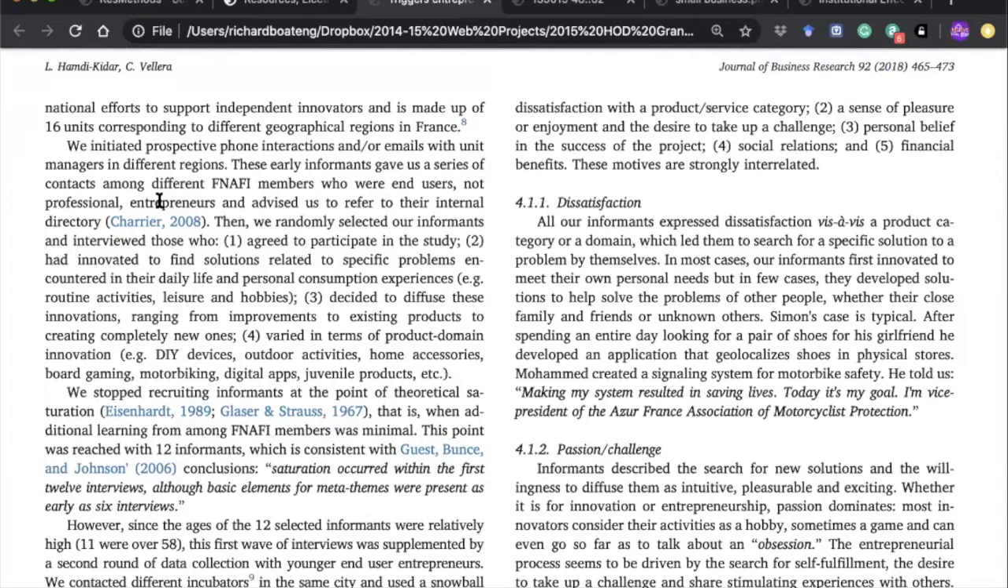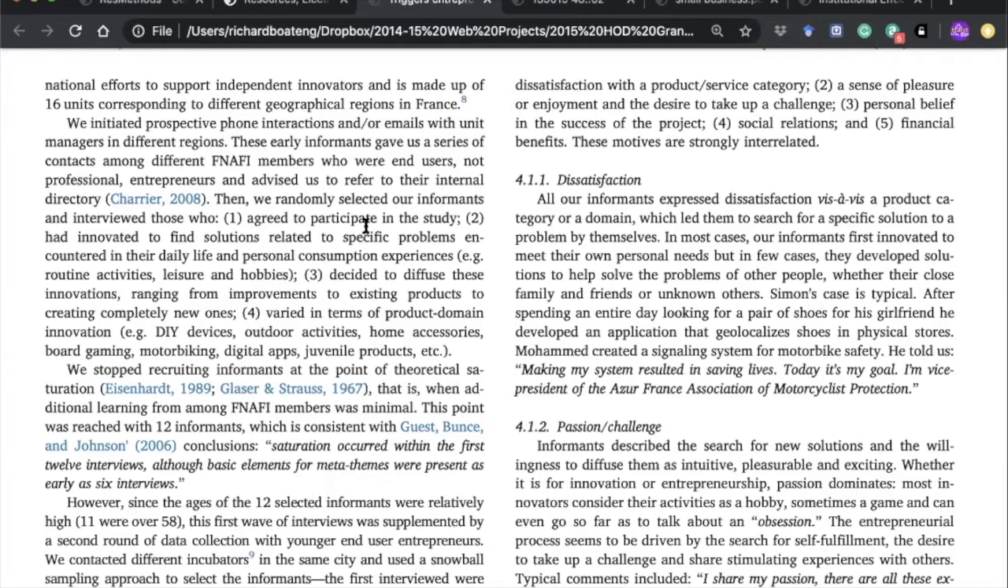Through different FNAFI members who were end users, but not professional entrepreneurs, and advised us to refer to their internal directory. Then we randomly selected our informants and interviewed those. One, who agreed to participate in the study.